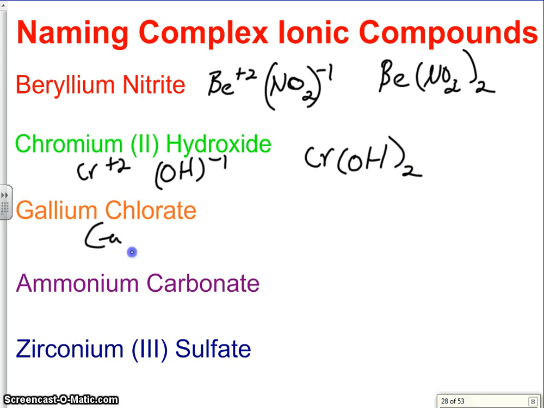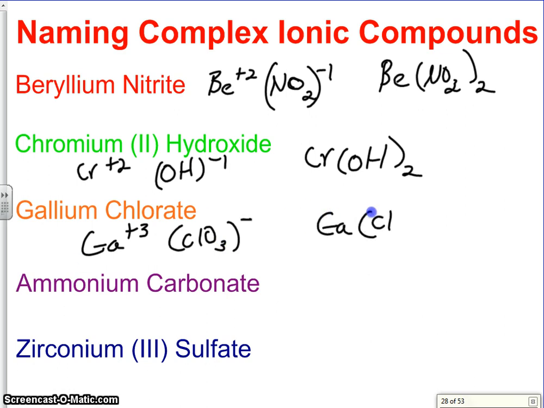Gallium is Ga. Whoops, sorry, let's rewrite that. Ga plus 3. Chlorate is ClO3, negative 1. Cross and swap. We get Ga(ClO3)3.